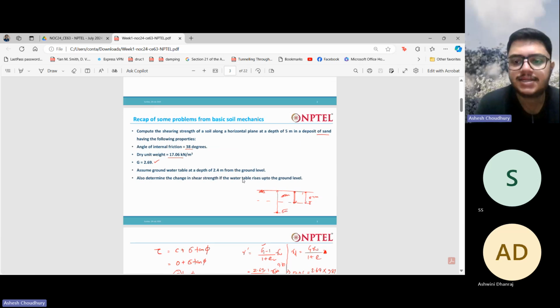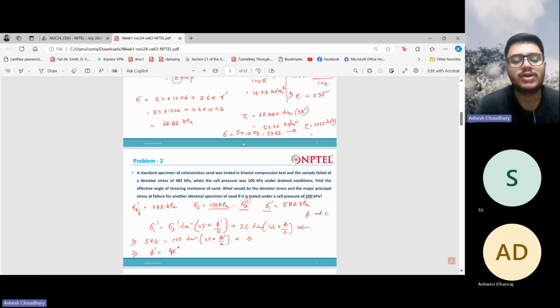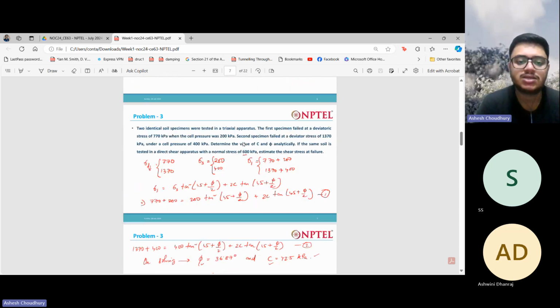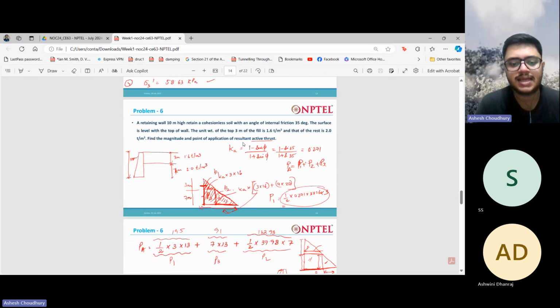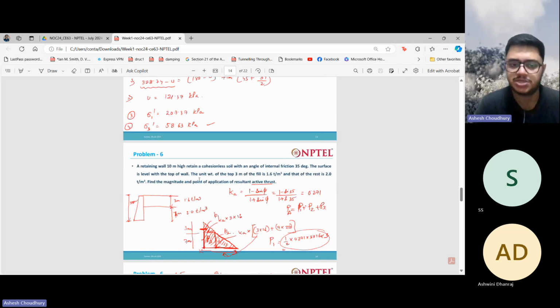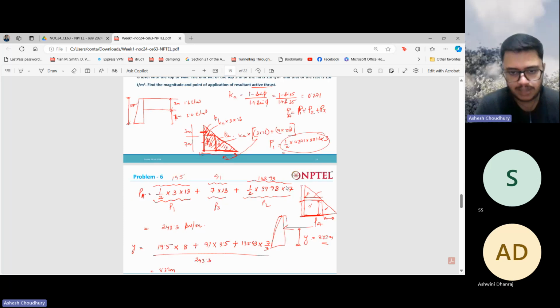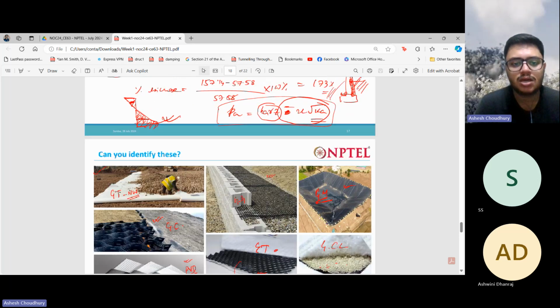So we actually started with a brief recap of some basic problems from soil mechanics, right? We solved some basic problems regarding triaxial tests and all that stuff. Then after that we solved some problems regarding the retaining wall theories, earth pressure theories, the active earth pressure and the passive earth pressure. We solved some problems regarding them, just to recap.